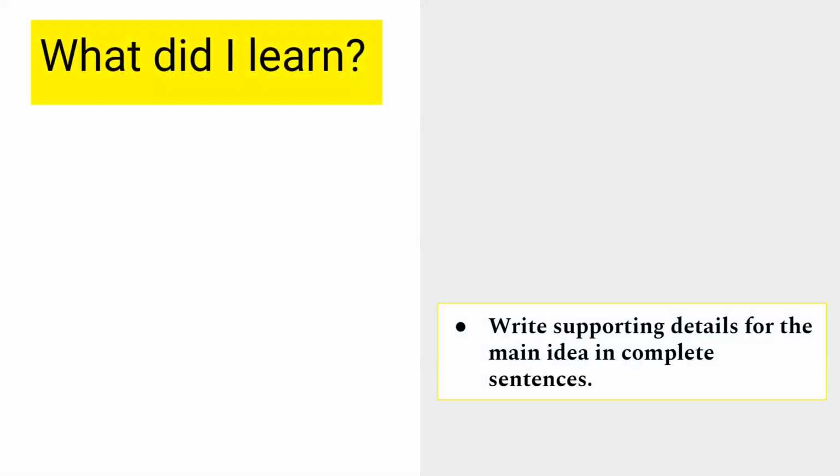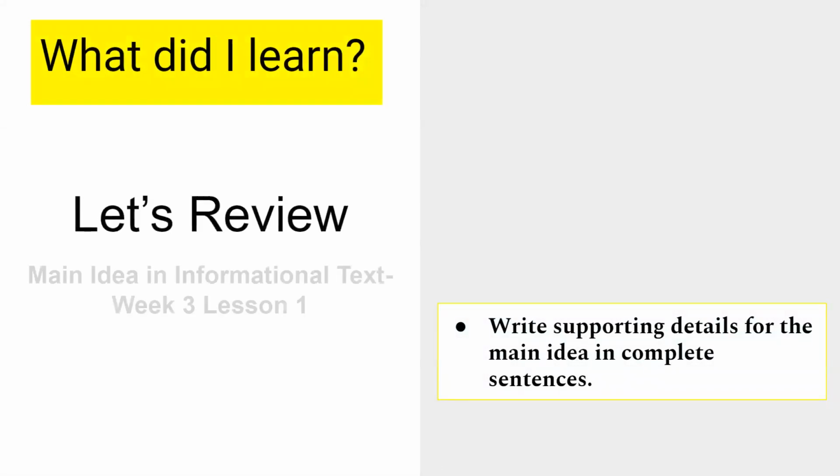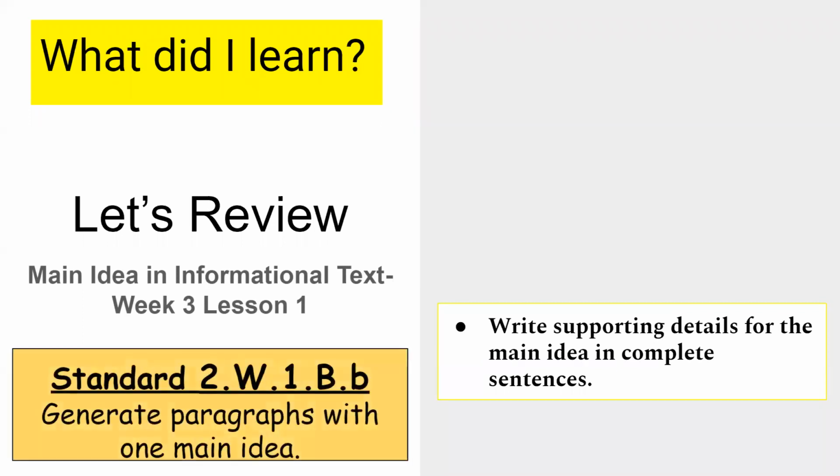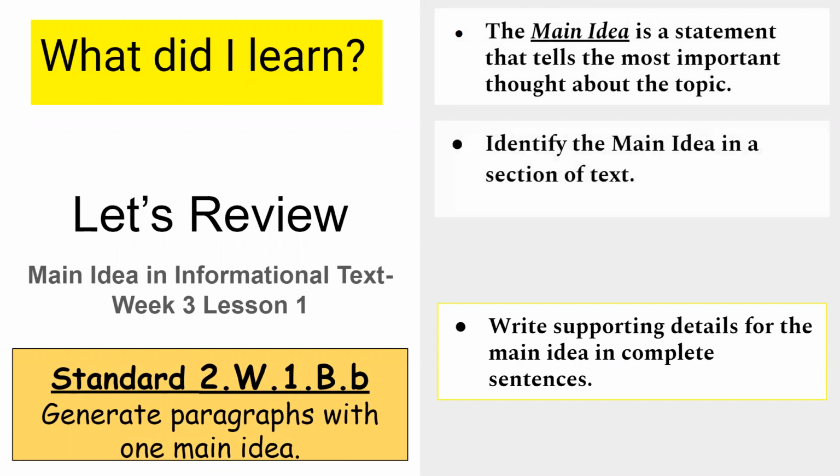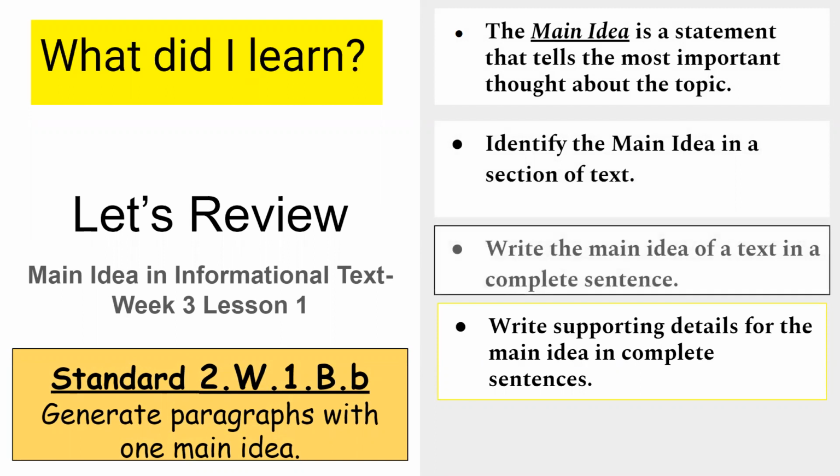Okay, we're going to review. What did I learn? Let's review main idea and informational text, week 3, lesson 1. Generate paragraphs with one main idea was our standard. We learned the main idea is a statement that tells the most important thought about the topic. We identified the main idea in a section of text, and then we wrote the main idea of a text in a complete sentence, and then we wrote supporting details for the main idea in complete sentences to form a paragraph.